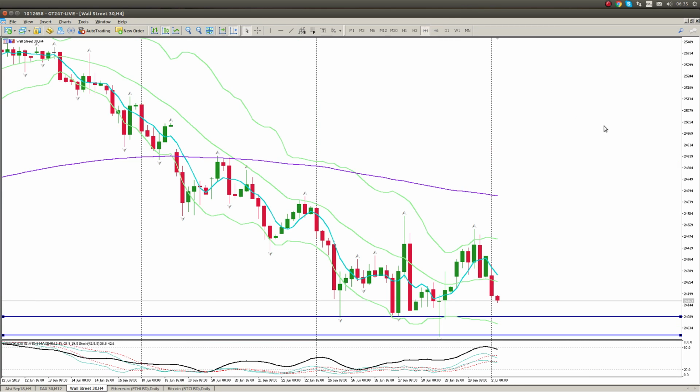So we drill down to the 4 hour. You'll see we've had one attempt to break through the 20 moving average. We had 2 attempts to break through the 20 moving average. Now what we are looking for.